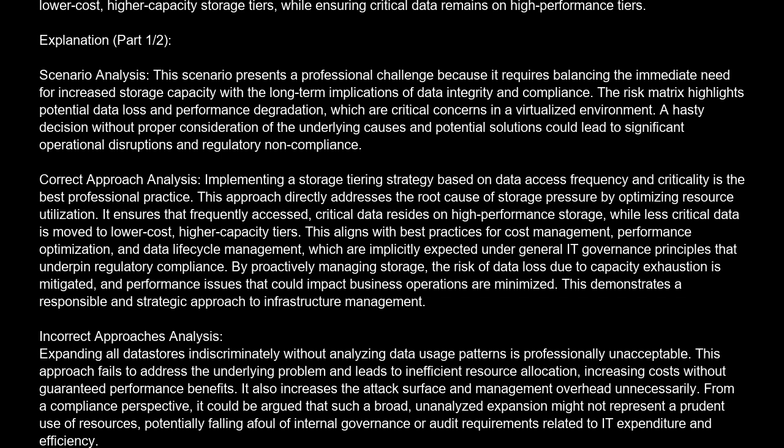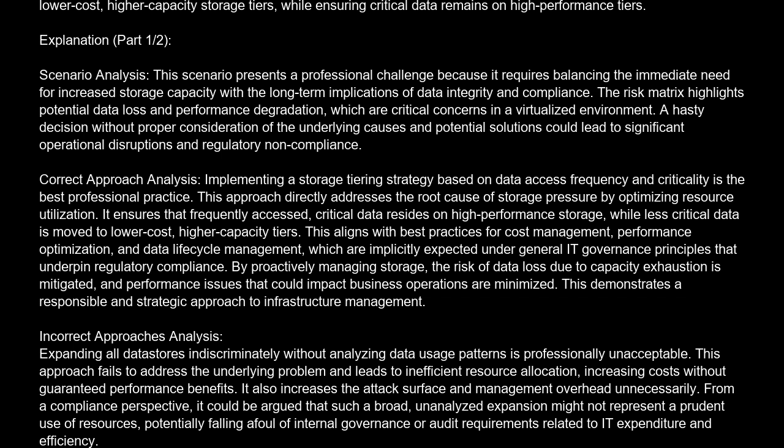By proactively managing storage, the risk of data loss due to capacity exhaustion is mitigated, and performance issues that could impact business operations are minimized. This demonstrates a responsible and strategic approach to infrastructure management. Incorrect approaches analysis. Expanding all data stores indiscriminately without analyzing data usage patterns is professionally unacceptable.